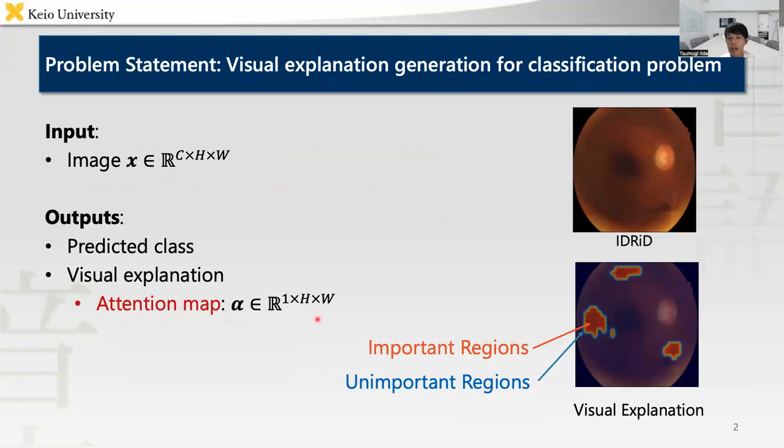Next, this slide introduces the problem statement. In this paper, we focus on the task of generating visual explanation for classification problems. The input is an image, and the outputs are the predicted class and visual explanation. Attention map is used as a visual explanation, and the pixels of high importance are visualized in red, and those of low importance in blue, as shown on the right.